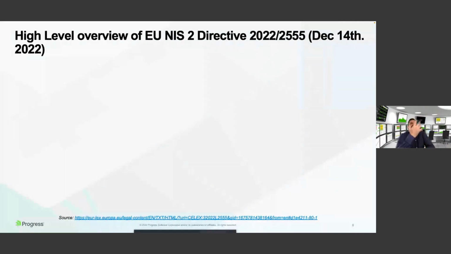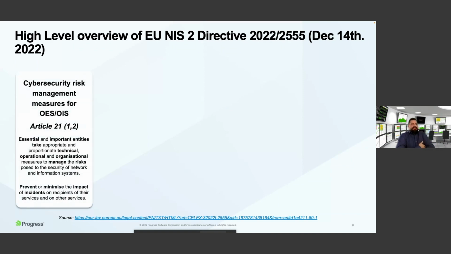So let's talk a little bit about the high-level overview of the Network and Information Security Directive. A few articles are really important from the perspective of, for example, implementation of network monitoring measures. This is Article 21.1 and 2. It's about cybersecurity risk management measures for essential and important entities. And every single essential and important entity needs to take appropriate technical, operational, and organizational measures to manage the risks. So it's all about preventing or minimizing the impact of incidents in their environment, because they are providing essential or important services.